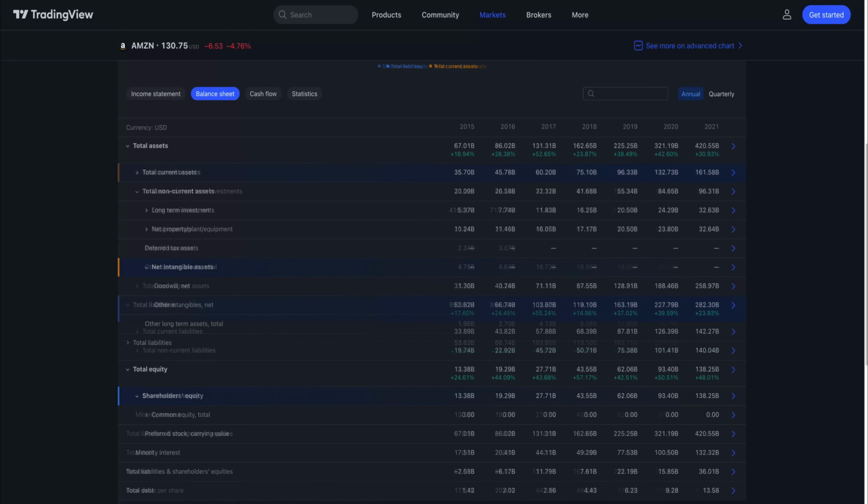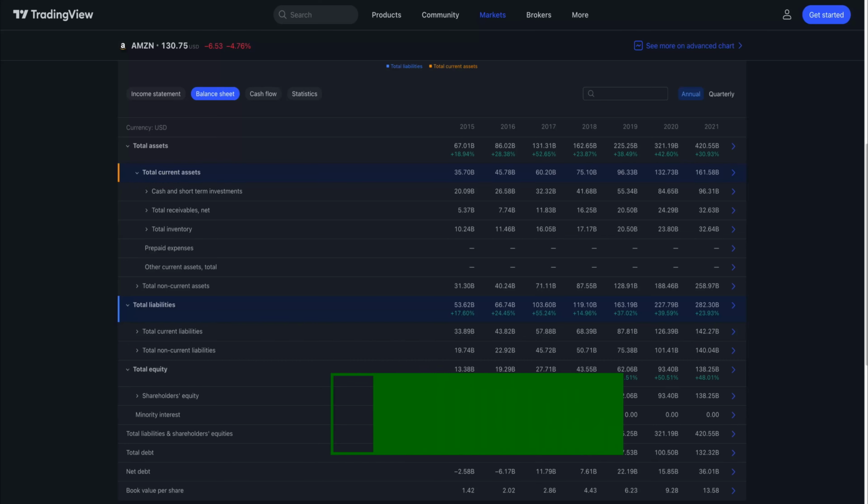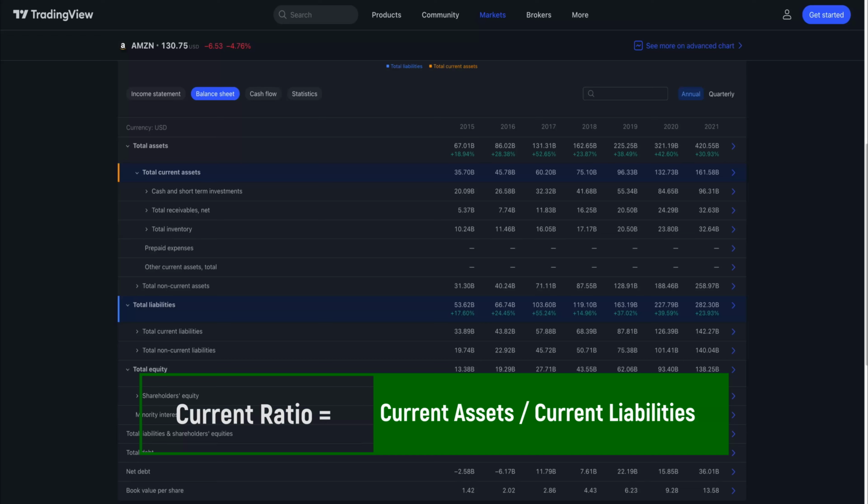The second point of focus is to check the current ratio. To do that, we divide the total current assets by the total current liabilities. For Amazon, that would be 161.58 billion divided by 142.27 billion. The number that we will get is the current ratio, and in this case it is 1.13.